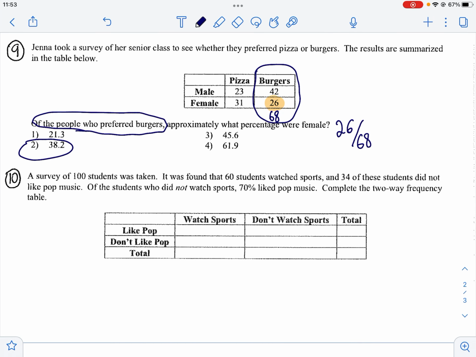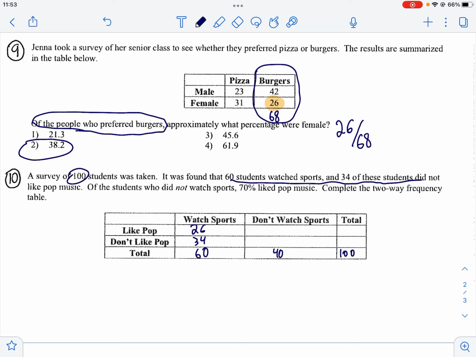For question 10, you'll notice that conveniently 100 students were surveyed, so our total amount of students is 100. They said that 60 of them watched sports, so that means if there's 100 total, 40 must not have watched sports. Of those 60 students who watched sports, it says 34 did not like pop music. So if there's 60 total and 34 of them don't like pop music, there must be 26 students left who do like pop music.